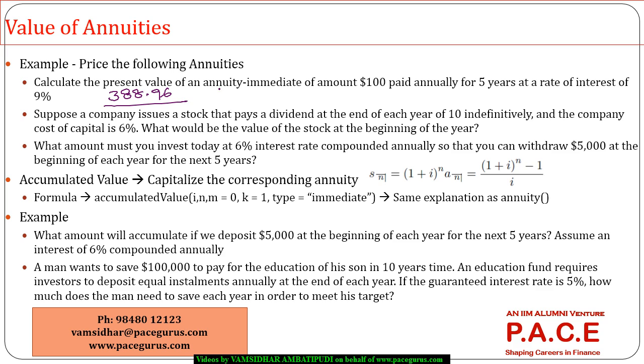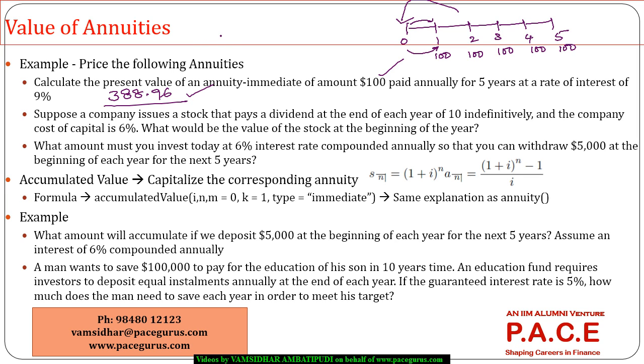If you are paying 100, let me put it like this. This is time period 0, which is today. 1, 2, 3, 4, 5. So at the end of the first period, I am paying 100. End of second, another 100, 100, 100, 100. So these are what I am typically paying. I want to find out what is the present value of all these future payments that I am making, which comes out to 388.96.